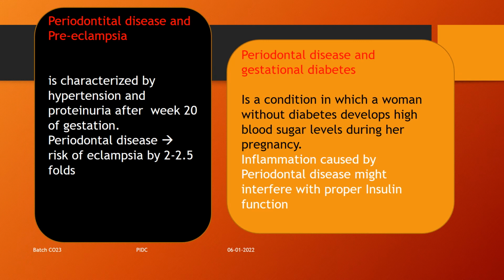Then next we could explain two other conditions related to pregnancy, that is preeclampsia and gestational diabetes. Preeclampsia is characterized by hypertension and proteinuria after 20 weeks of gestation, and they have found that periodontal disease could increase the risk of preeclampsia by 2 to 2.5 folds. Gestational diabetes is a condition in which a woman without diabetes develops high blood sugar levels during her pregnancy. So the inflammation caused by periodontal disease might interfere with proper insulin function. So this could be the reason for the high blood sugar levels during pregnancy.